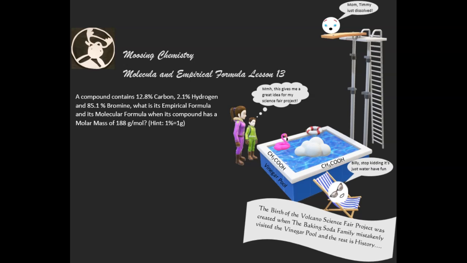This is Molecular Empirical Formula lesson number 13. Let's look at the problem. A compound contains 12.8% carbon, 2.1% hydrogen, and 85.1% bromine. What is its empirical formula and its molecular formula when the compound has a molar mass of 188 grams per mole? It's also very important to remember that 1% is equal to 1 gram.